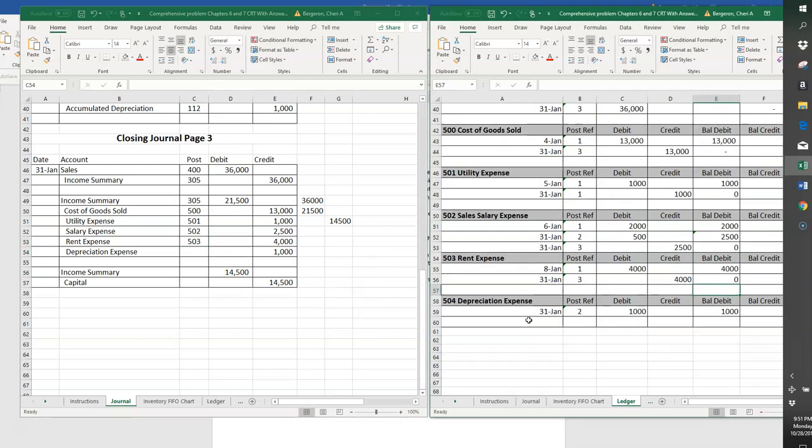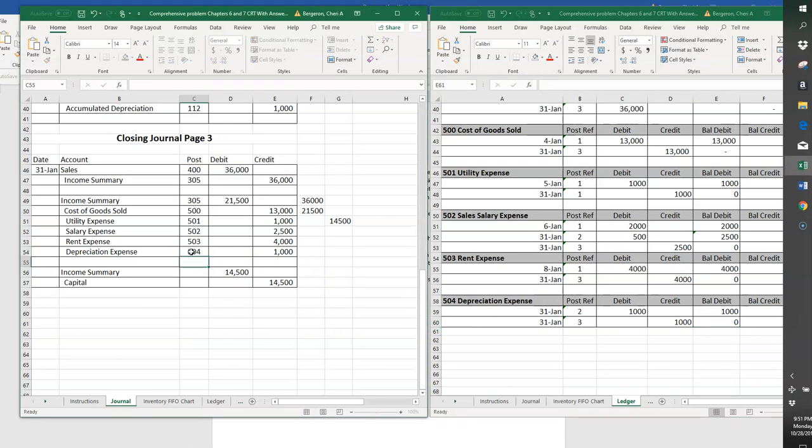For depreciation expense, I credited it for $1,000. It had a balance of $1,000. I credited it for $1,000. Now it has zero. Went to account number 504.